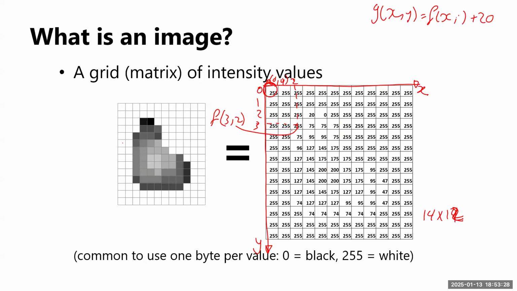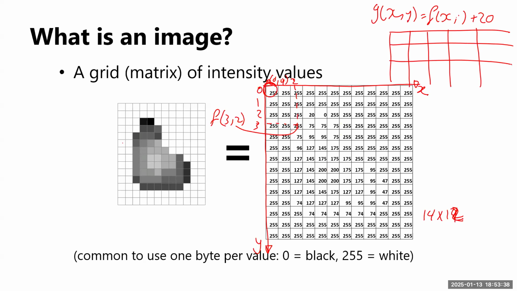In this case, the generated g will be, let's make a small sample here, just for the first couple of pixels. The 255, when we add the 20, will be 275. 255, 275. Again, same thing. Here also the same thing.